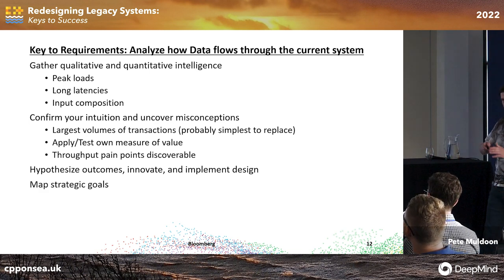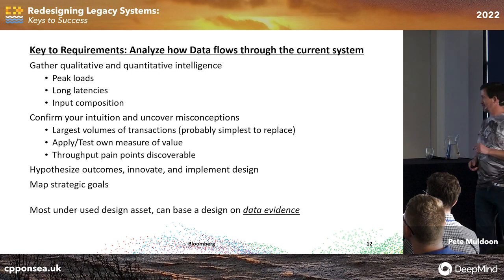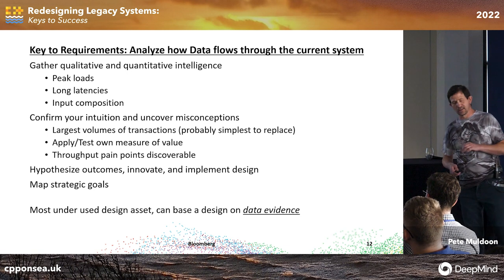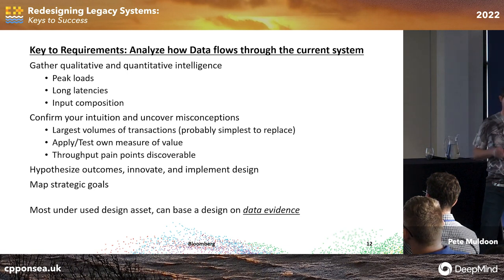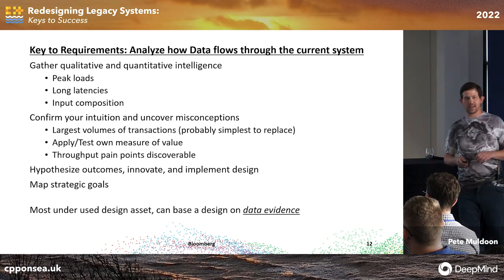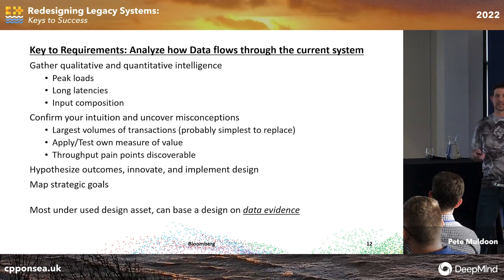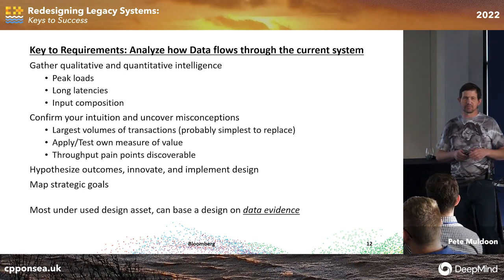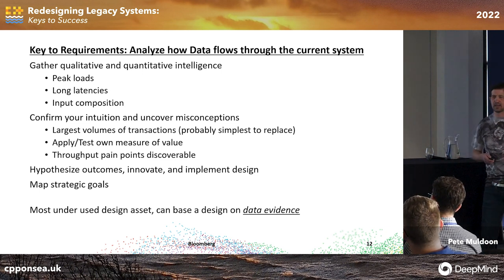You can do your strategic goals. You can show management, here's how it's going to look. But I think this is the most unused and underused design asset, right? Which is basing your design on the data evidence. Not on your misconceptions, not on how do I change my code from, I don't know, 11 to 17, which may do some small changes in your system, but this will let you base it on evidence.